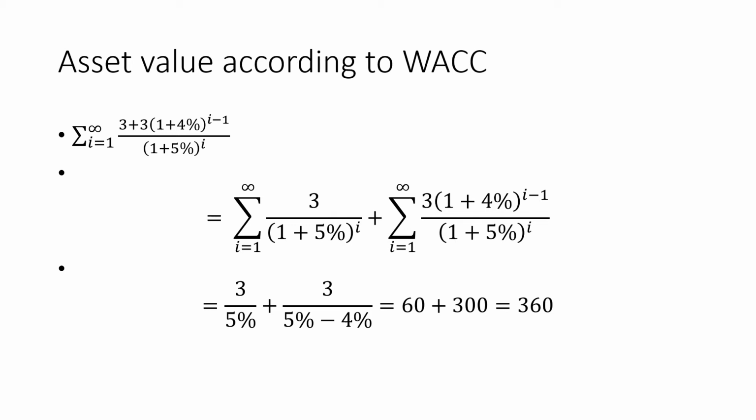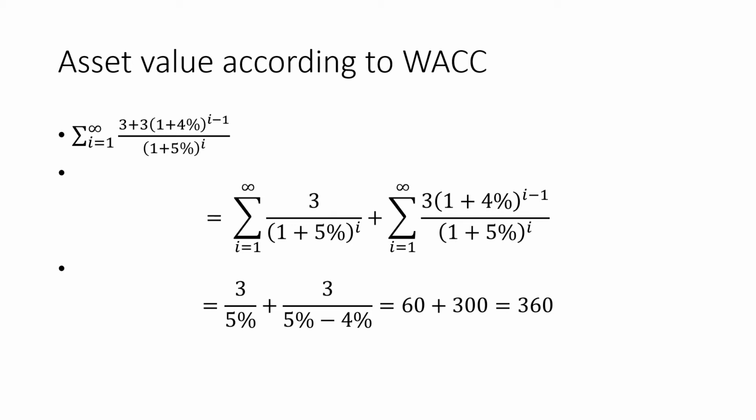So we have cash flows from debt plus equity. From debt it is 3 million. The equity is 3 times (1 plus 4%) to the power of i minus 1. So the equity dividend payment grows at 4% per year, and is divided by (1 plus 5%), which is WACC, to the power of i. This means the ith year. And we sum all these terms from 1 to infinity.